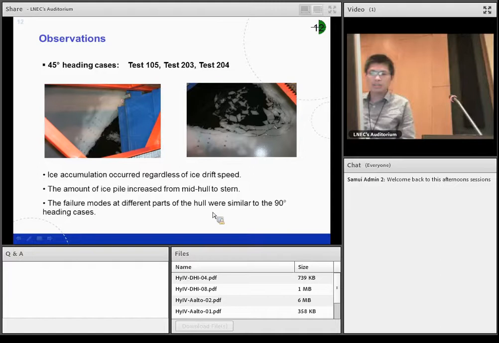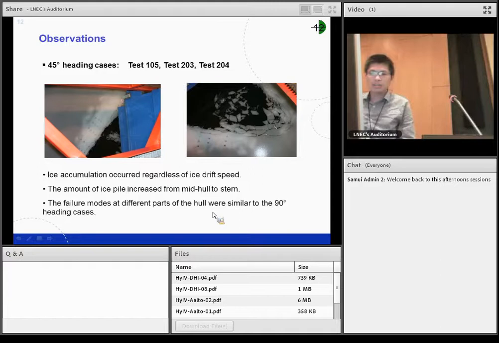For 90 degrees, it's not the same. Both the mean values and the maximum values tend to decrease. That's because when the ice drift speed increased, there's no ice accumulation, so that force component decreased. For 45 degrees, as the ice drift speed increased, there's a slight increase in the load as well.